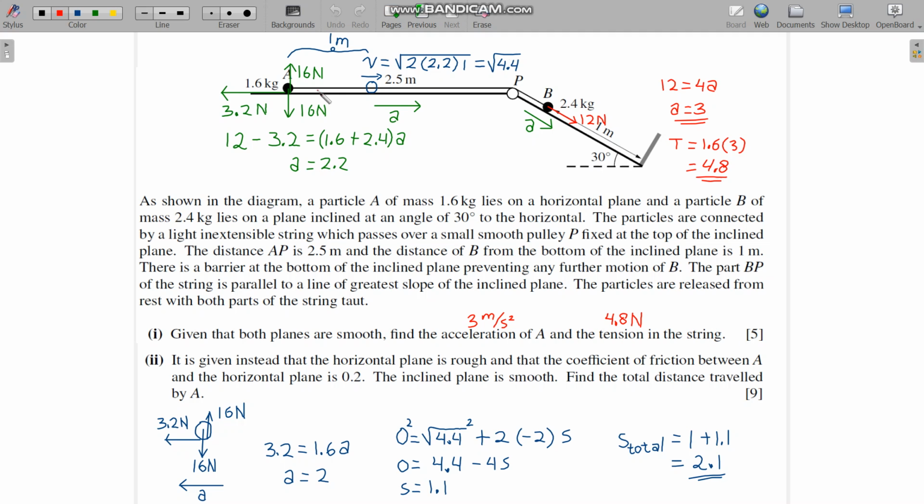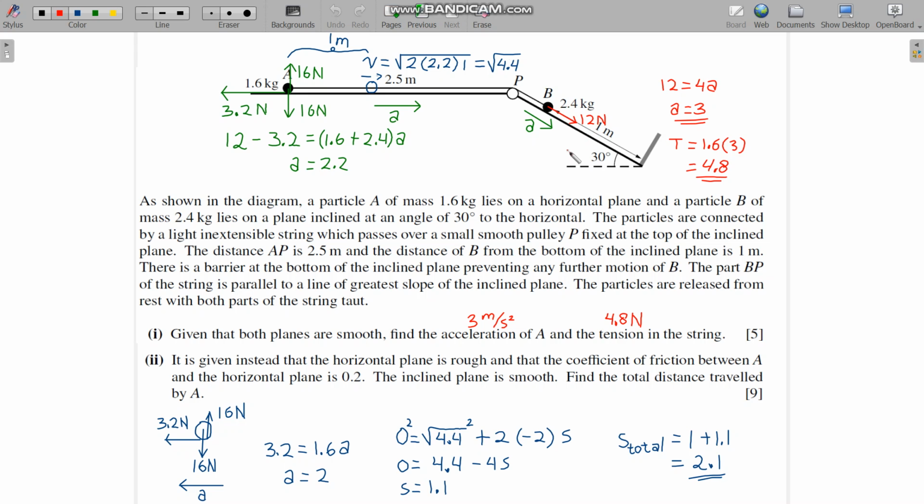So if the planes are smooth, we don't care about the mass here because there is no friction. So the force in this direction, horizontal, there is none. And for the B, the force down the slope is the W sine. The mass is 2.4. We can find the weight, which is 24, and the angle is 30 degrees. So 24 sine 30 degrees would be 12 newtons. This is the weight component down the slope.